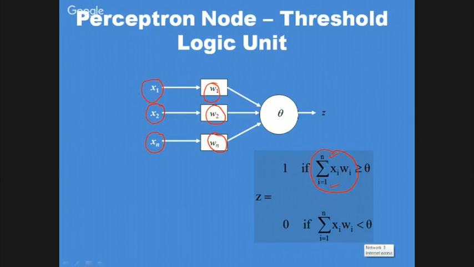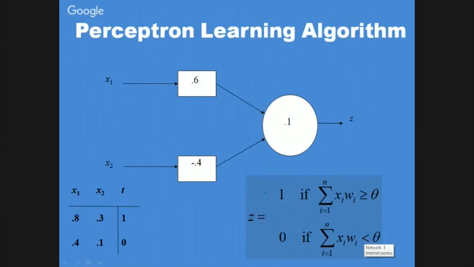The Perceptron algorithm says that if the net is greater than or equal to the threshold, then the output will be 1. And if it is less than the threshold, then it will be 0. How the weights will be updated will come later on. So let us see one example.